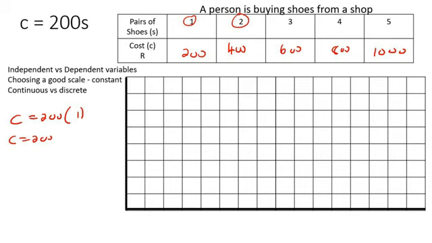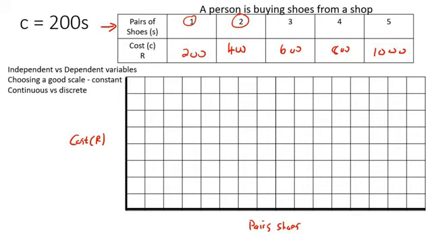So on the x-axis, remember this top row always goes down here, okay? And so there we can say pairs of shoes, and that's measured in nothing. And then on the y-axis, we're going to say cost, which is measured in rands. Now, remember that this top row is always your independent variable. So that's this one over here. And then this one over here is your dependent variable.